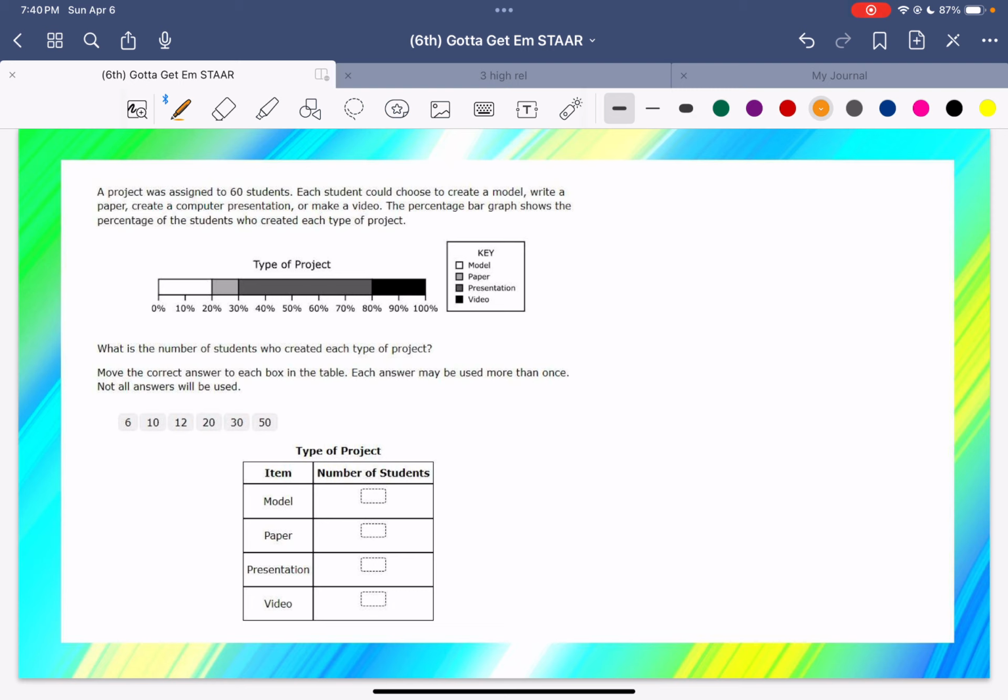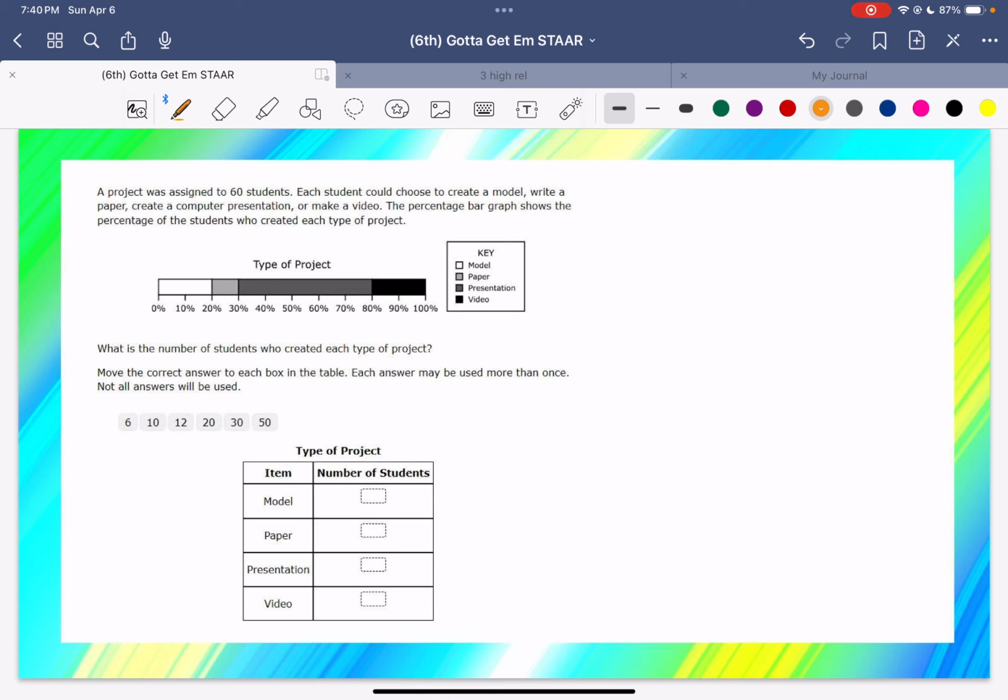So we have model, paper, presentation, and video. They're all in the percent bar graph. What is the number of students who created each type of project? Move the correct answer to each box in the table. Each answer may be used more than once. Not all answers will be used.